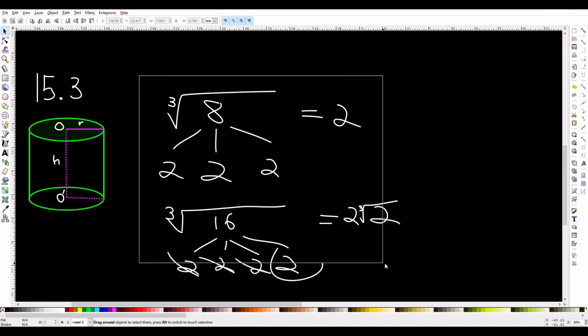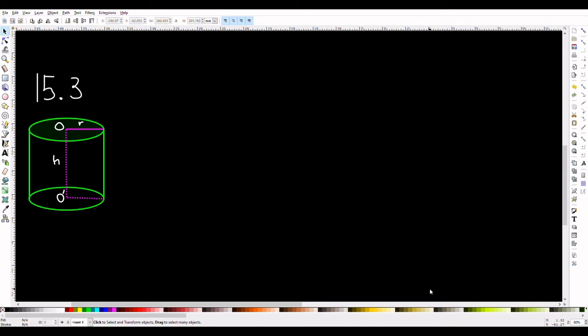Alright, with that said, let's begin this problem. In 15.3, the radius of a cylinder is 2/3 its height. Find the total surface area of the cylinder if its volume is 96 pi.